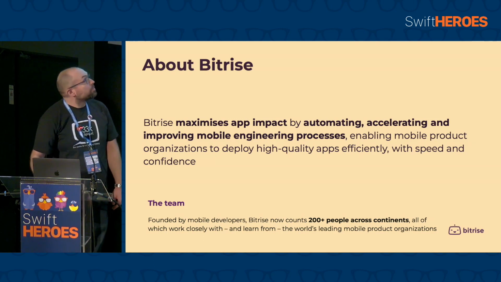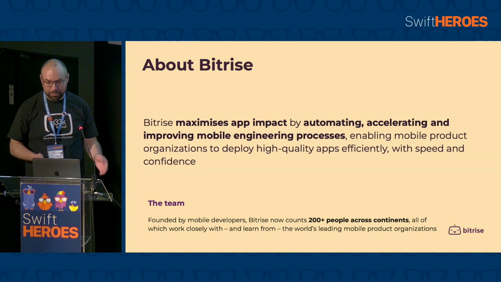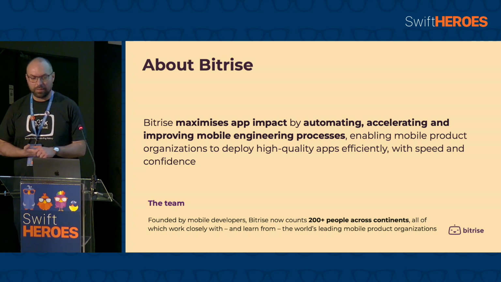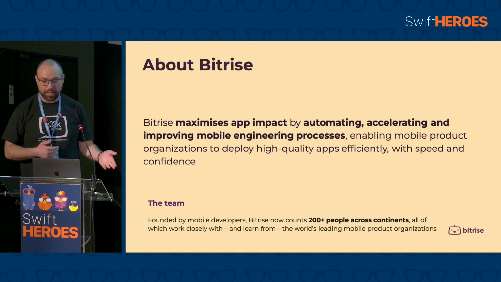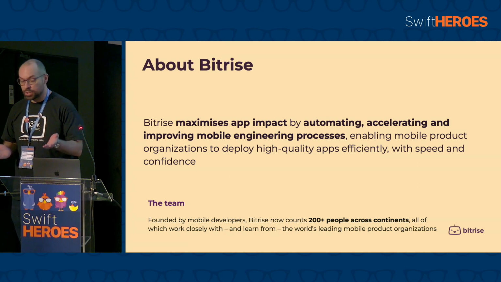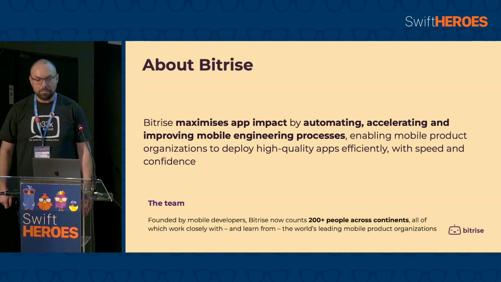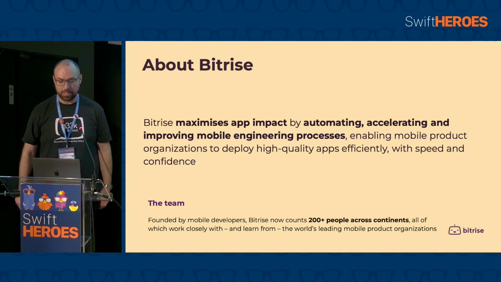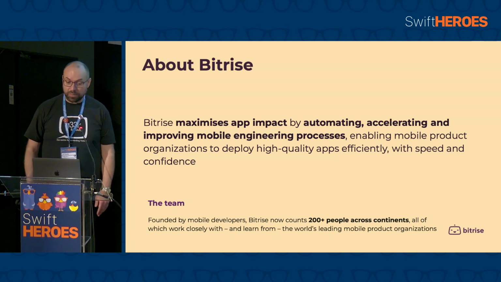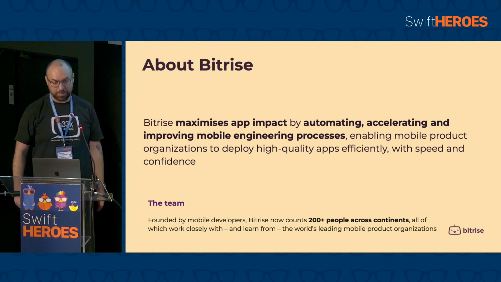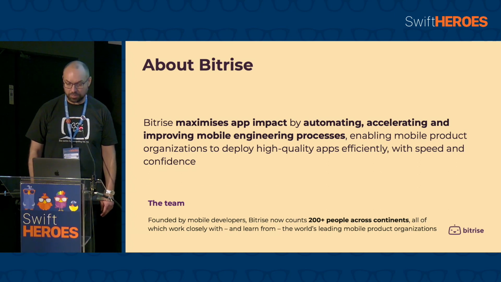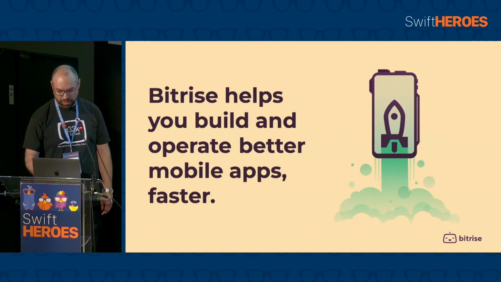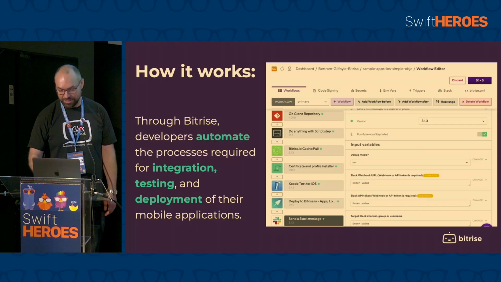All right, so Bitrise maximizes app impact by automating, accelerating, and improving mobile engineering processes. What does it mean? It means that every time you push some code, you want to run tests, and then if you merge something to your main branch, maybe you want to release. So if you push code, that happens, you forget about it, you check in a while, and you can keep coding. This is what Bitrise is about. Bitrise was founded by mobile developers because they wanted to resolve this problem. Currently we have more than 200 people across continents: Europe, the US, and also Asia. Bitrise helps you build and operate better mobile apps faster.